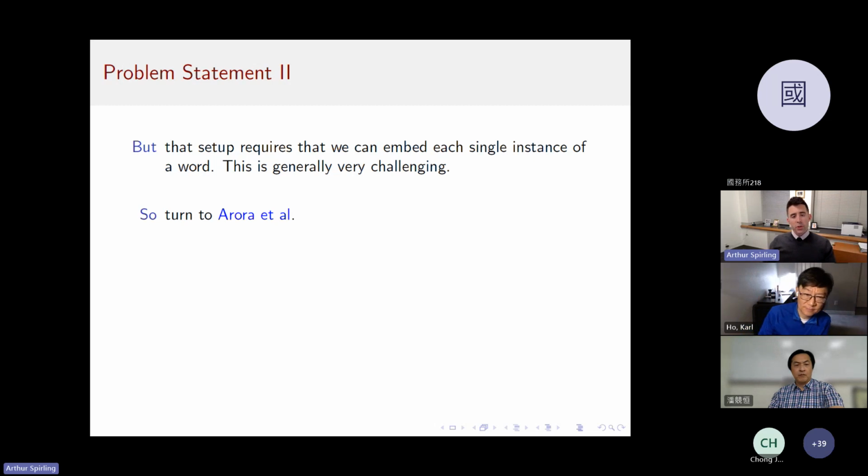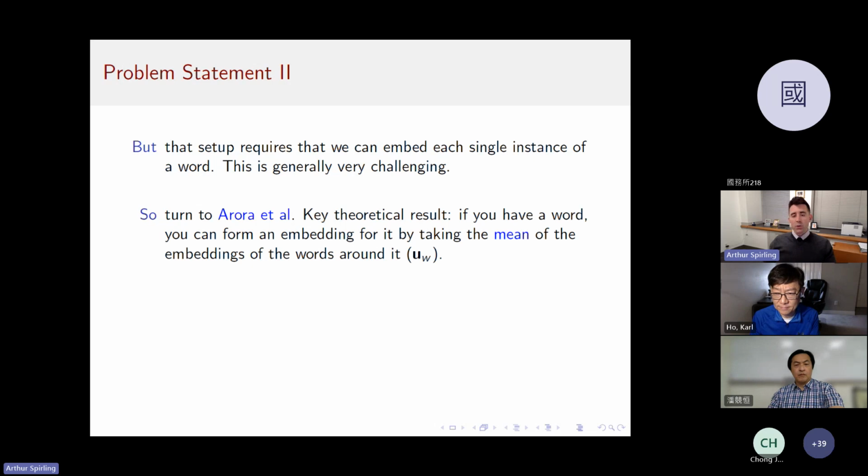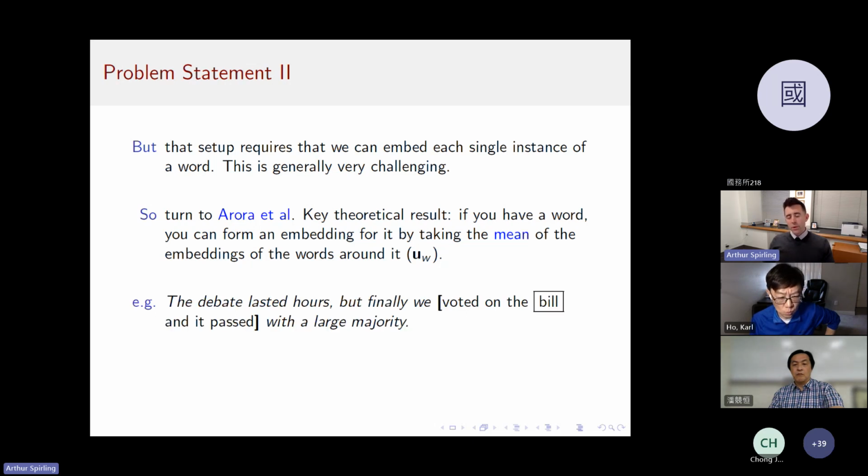So we're going to import some technology from Arora et al. And they have a key theoretical result in that paper. They say, in principle, it should be the case that if you want an embedding of a particular word, just find the embeddings of the words around it and take their average. So that may sound like it doesn't solve the problem, but it's worth thinking about why it would.